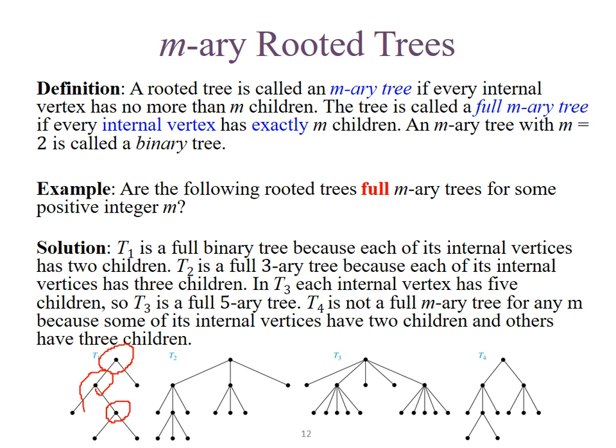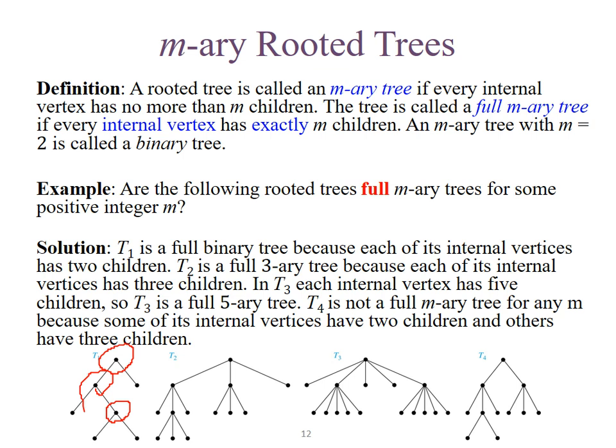Okay, next let's see T2. For the first internal node, 3 children, and for this one, 3 children, 3 children, 3 children. So we know T2 is a 3-ary tree. It has exactly 3 children at each internal node. Next one, T3. The first internal node has 1, 2, 3, 4, 5 children. And the other 2 internal nodes also have 5 children. So we can see T3 is a full 5-ary tree.